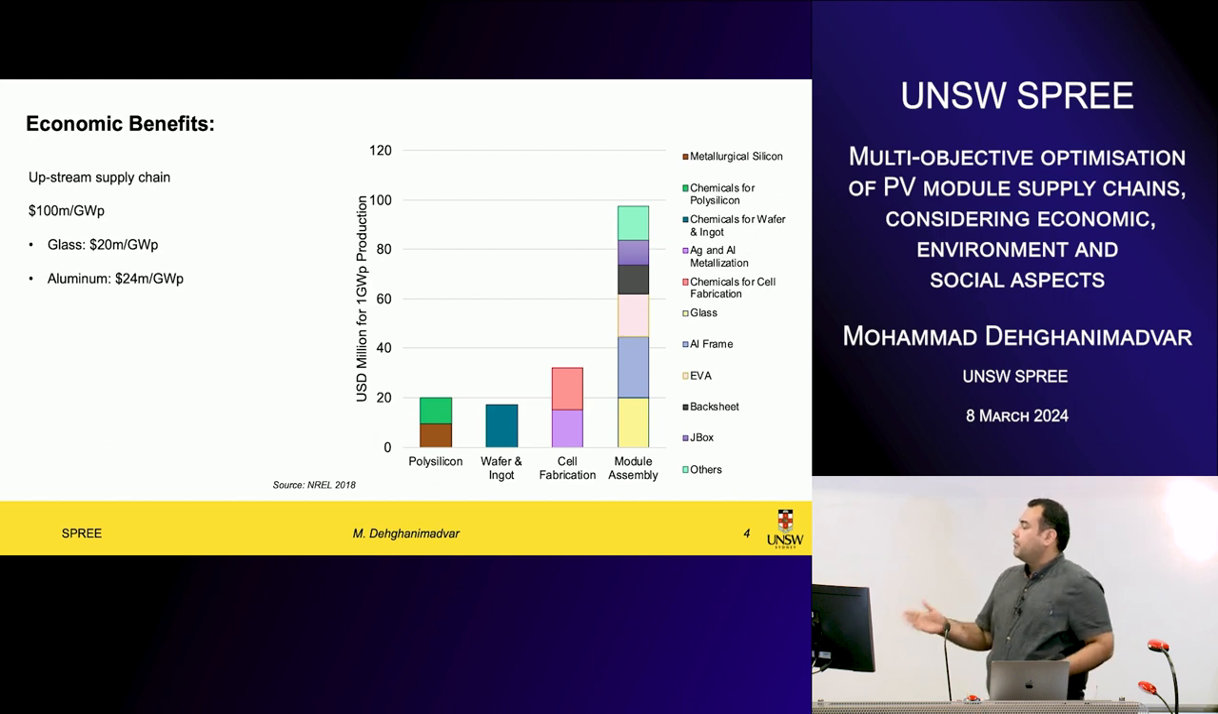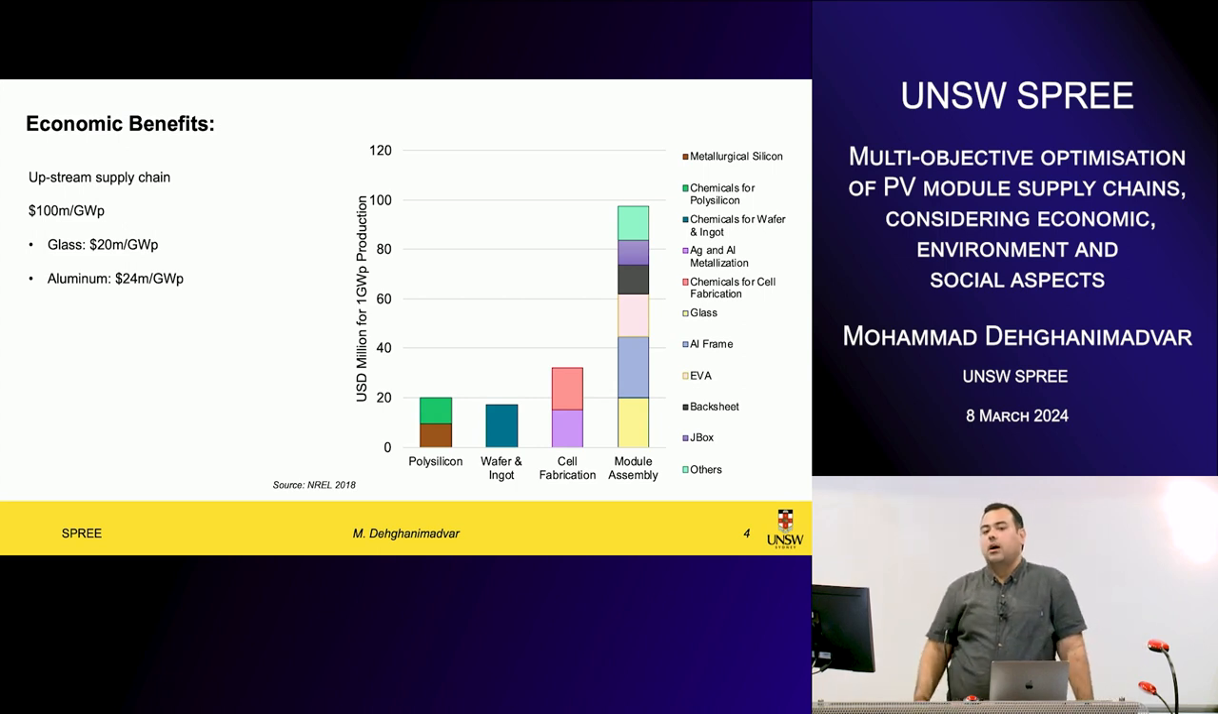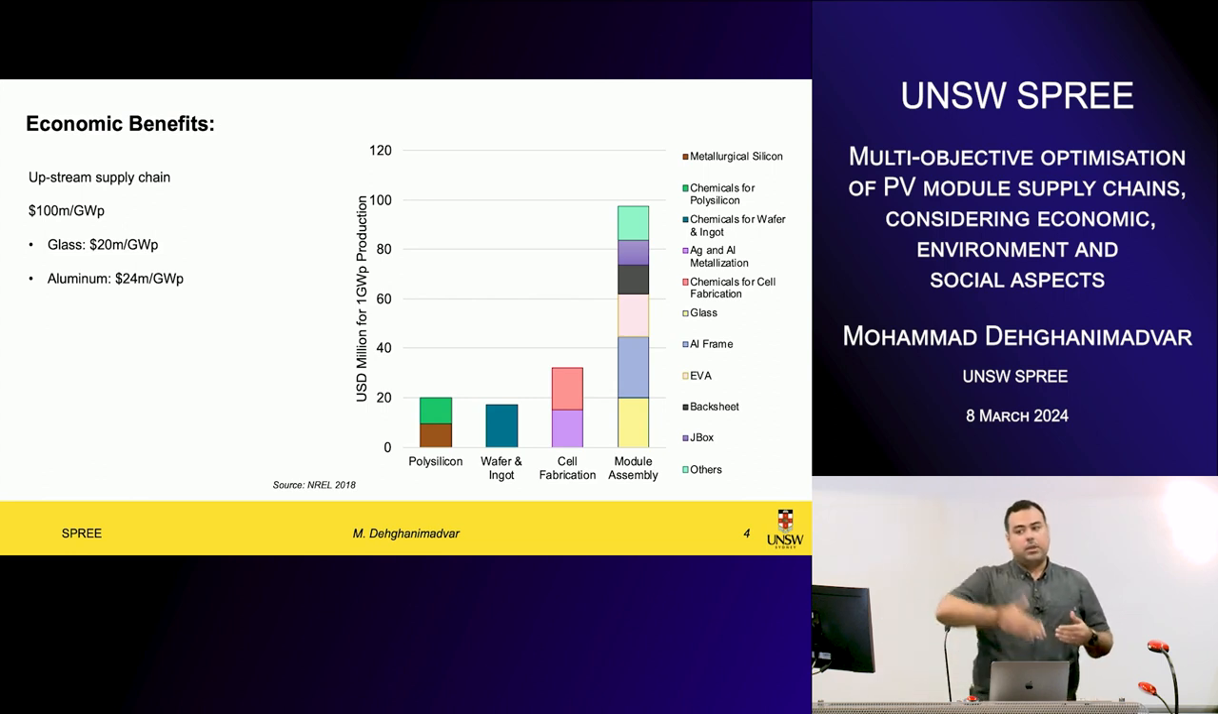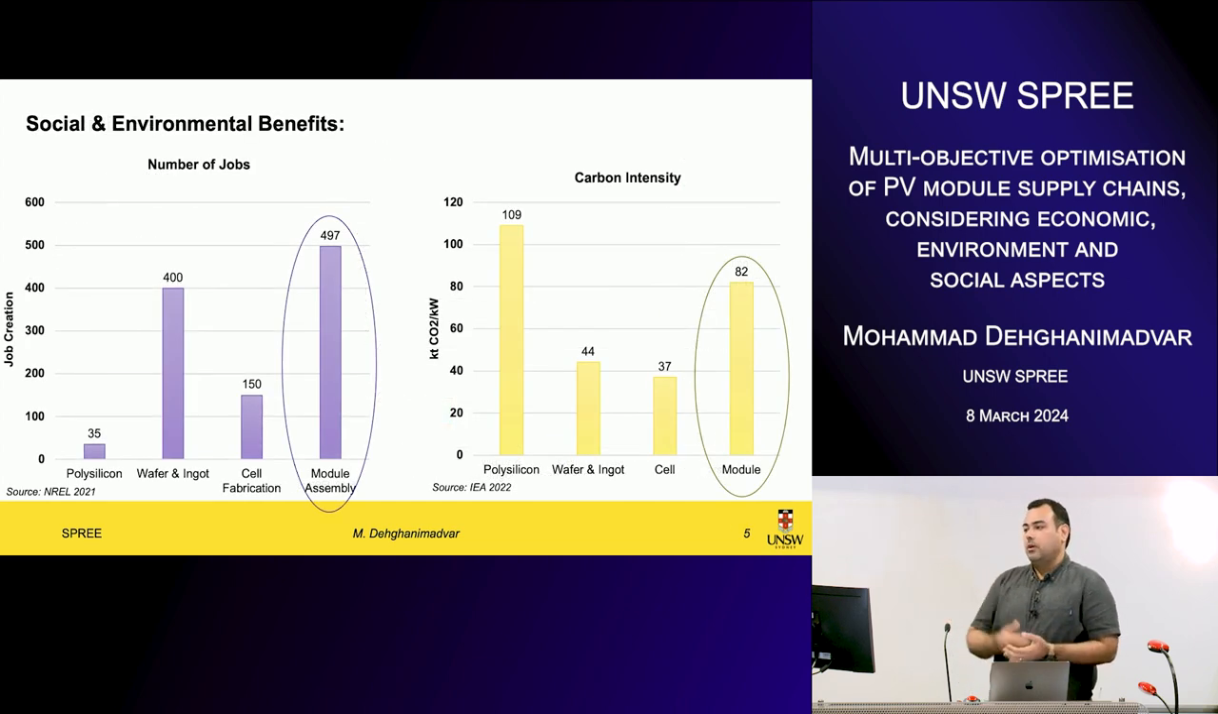Comparing the economic benefits of the input materials required for making each segment of the supply chain, you can see that for 1 gigawatt of module assembly production, there is a potential economic value of $100 million in supplying glass or aluminum locally, completely outstanding compared to other segments. But beyond economic benefits, there are also social and environmental benefits in module assembly compared to other segments.